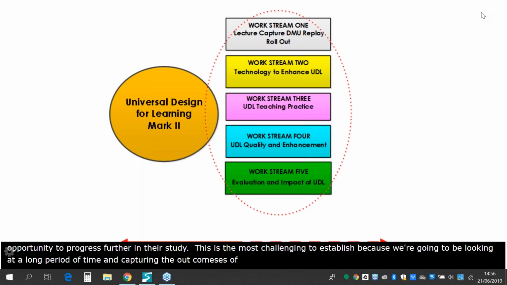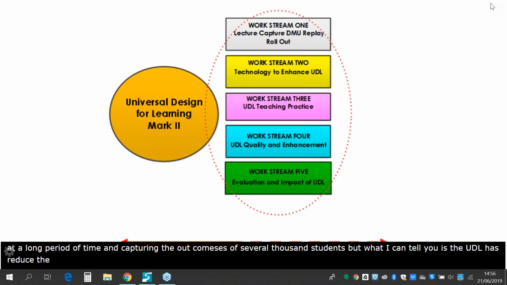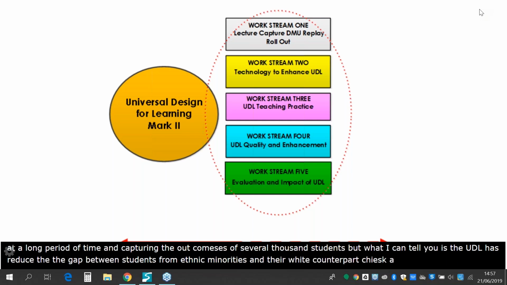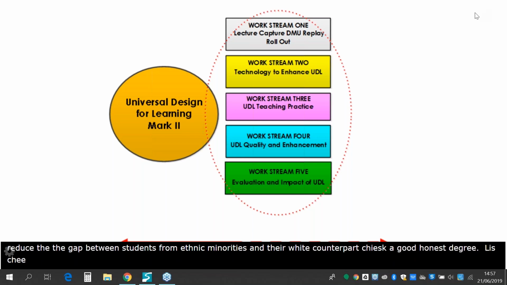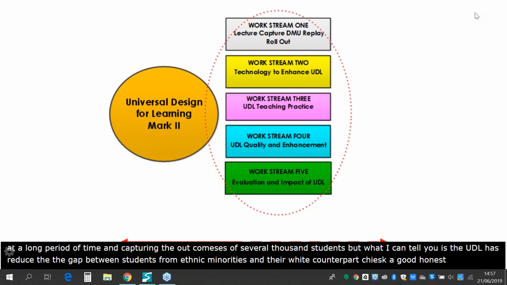But what I can tell you is that the UDL principles at De Montfort University have reduced the BAME attainment gap. So that is the gap between students from ethnic minorities and their white counterparts achieving a good honours degree. Historically, the university had a significant gap between these two demographics of students, and UDL has reduced this by 4% in 2 years.